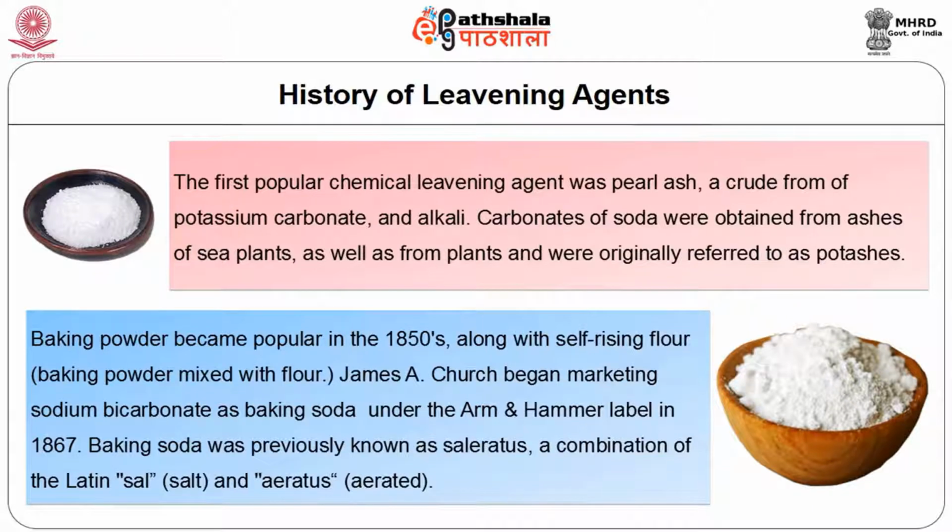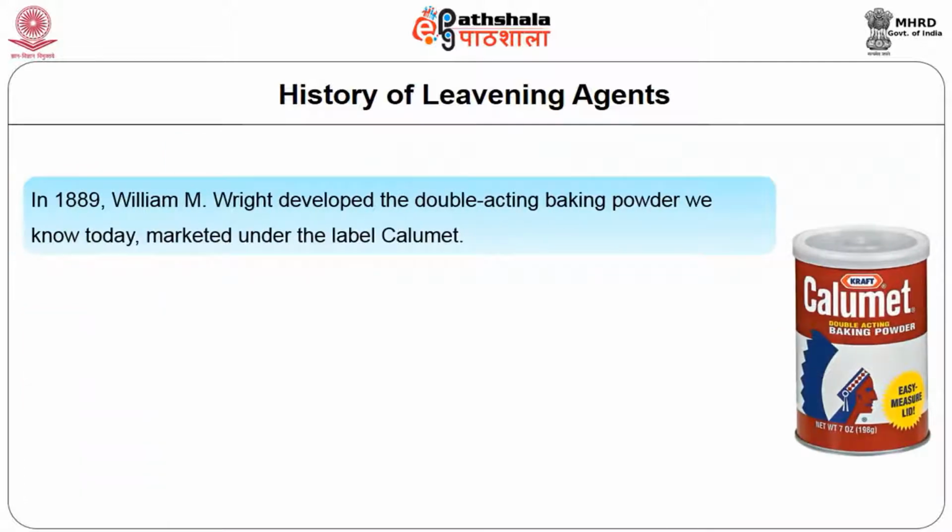Baking powder became popular in the 1850s along with self-rising flour, that is the baking powder mixed with flour. James A. Church began marketing sodium bicarbonate as baking soda under the Arm and Hammer label in 1867. Baking soda was previously known as saleratus, a combination of the Latin sal, that means salt, and aeratus, aerated.